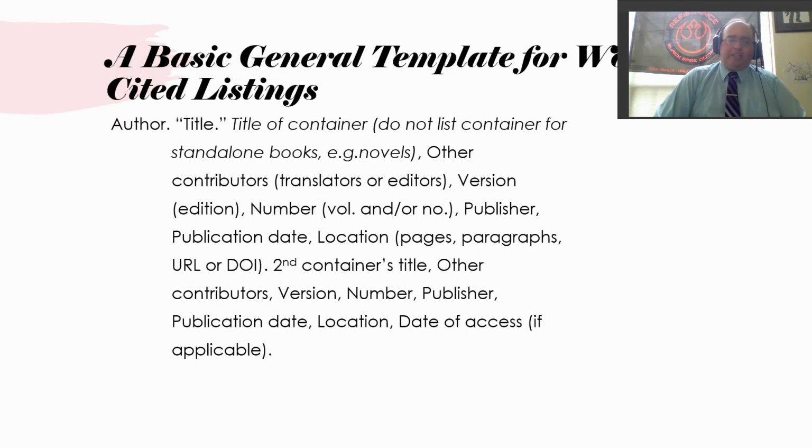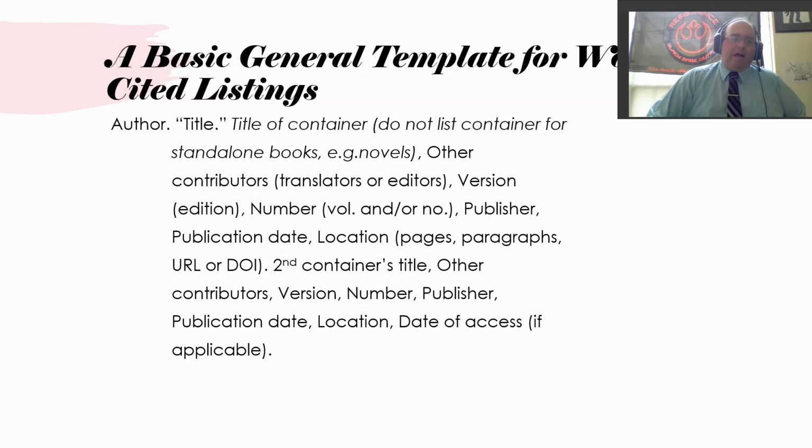So here's a basic general template for works cited listings. Now, first off, I want you to notice the spacing on this. This is the spacing that MLA wants used when you do a works cited page. For every listing, the first line should be flush with the left margin. And every subsequent line should be one tab space in. This is what's called a hanging indent.